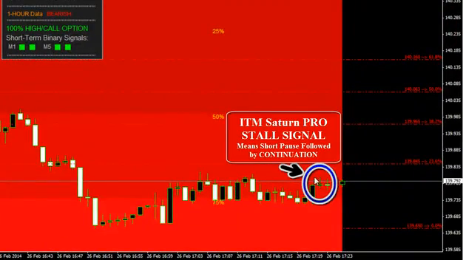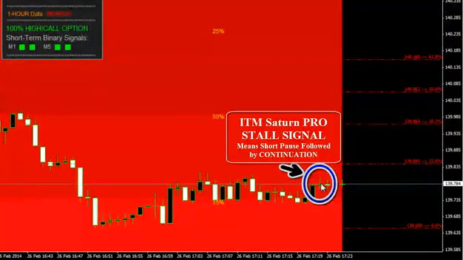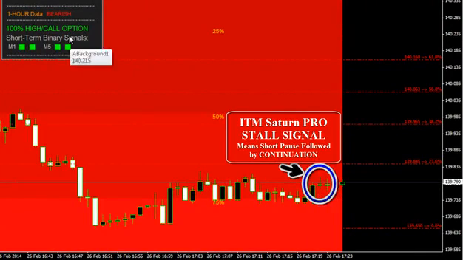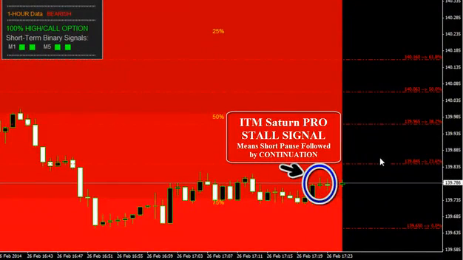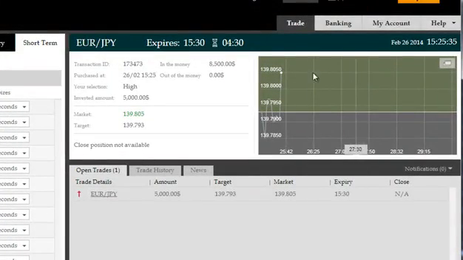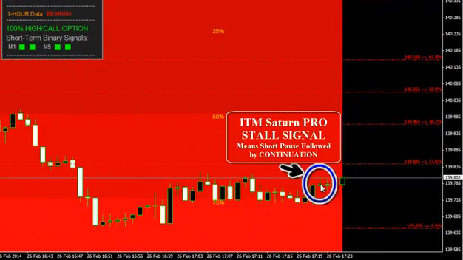The stall signal is such a unique signal to ITM Saturn PRO. It's only shown to you when there is a very high probability of a continuation. Now, a stall signal usually appears with an arrow. Remember, in ITM Saturn PRO, when you see an arrow, it is not a sell signal or a buy signal. It is a pointer telling you that that pin bar in particular is of utmost importance.